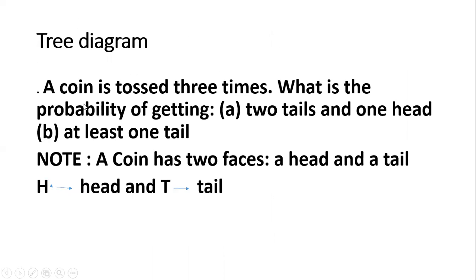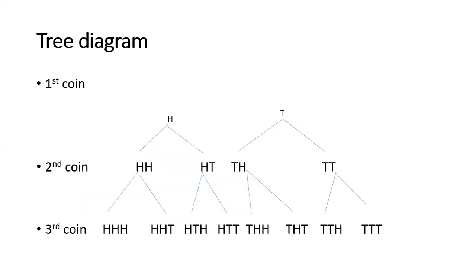Now let's talk about the tree diagram. A coin is tossed thrice. What is the probability of getting A, 2 tails and 1 head, B, at least 1 tail? Yes, I said it earlier, a coin has 2 faces, a head and a tail. So we use H to represent the head and T to represent our tail. So let's see the tree diagram now.